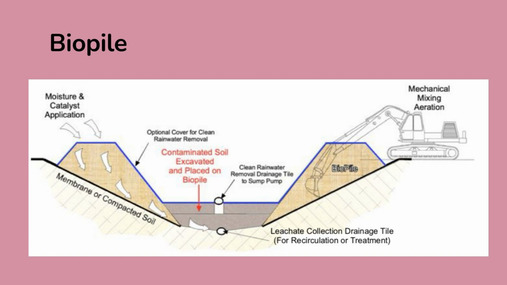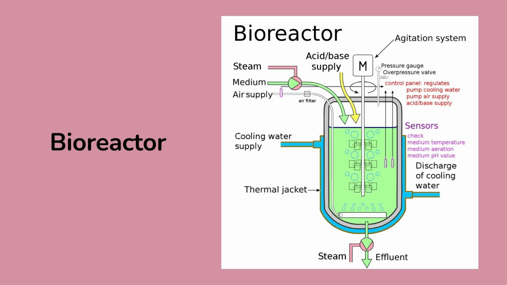In biopile method, the contaminated soil is excavated and piled above ground. The piles are aerated and irrigated to enhance microbial degradation. Nutrients and oxygen are also often added to stimulate microbial activity.